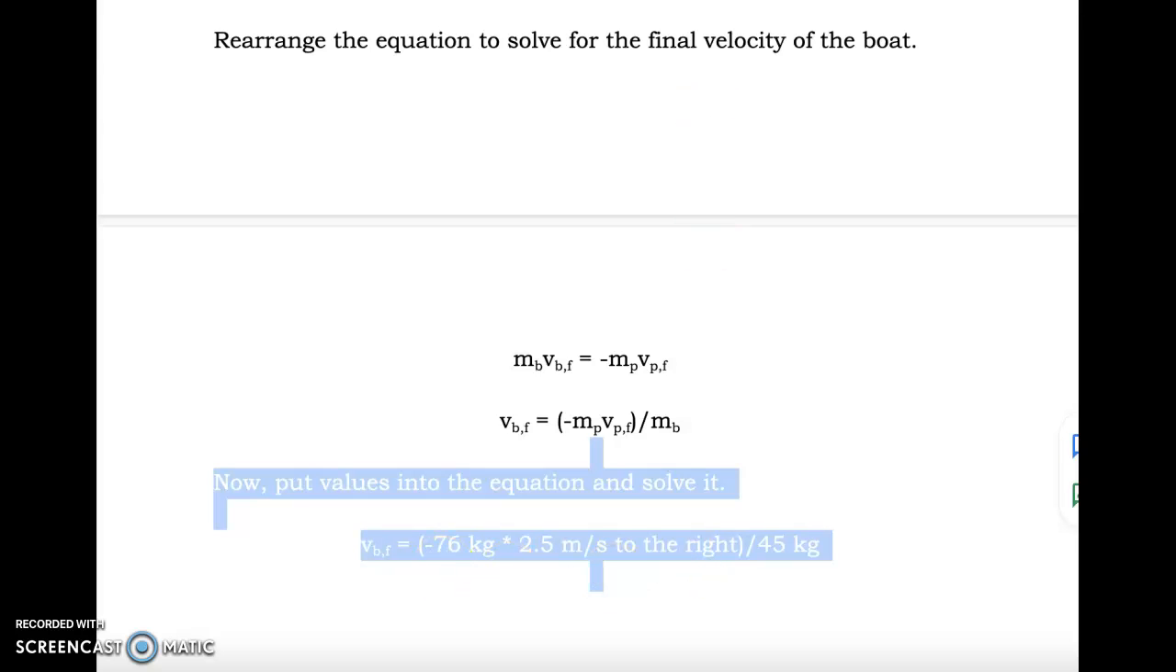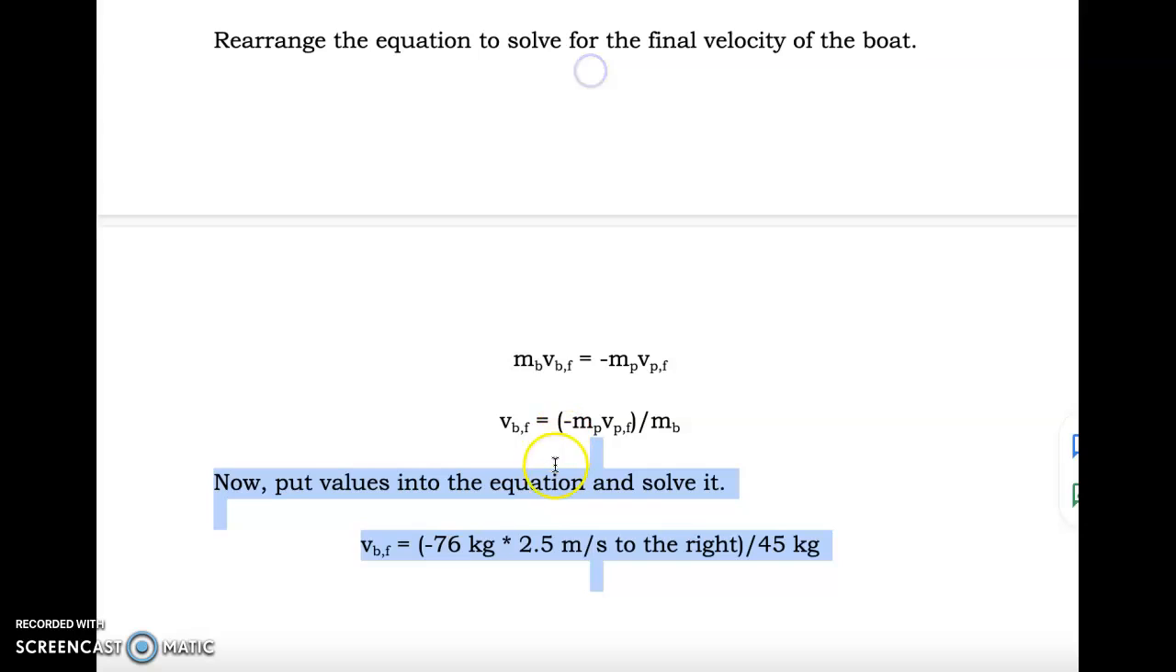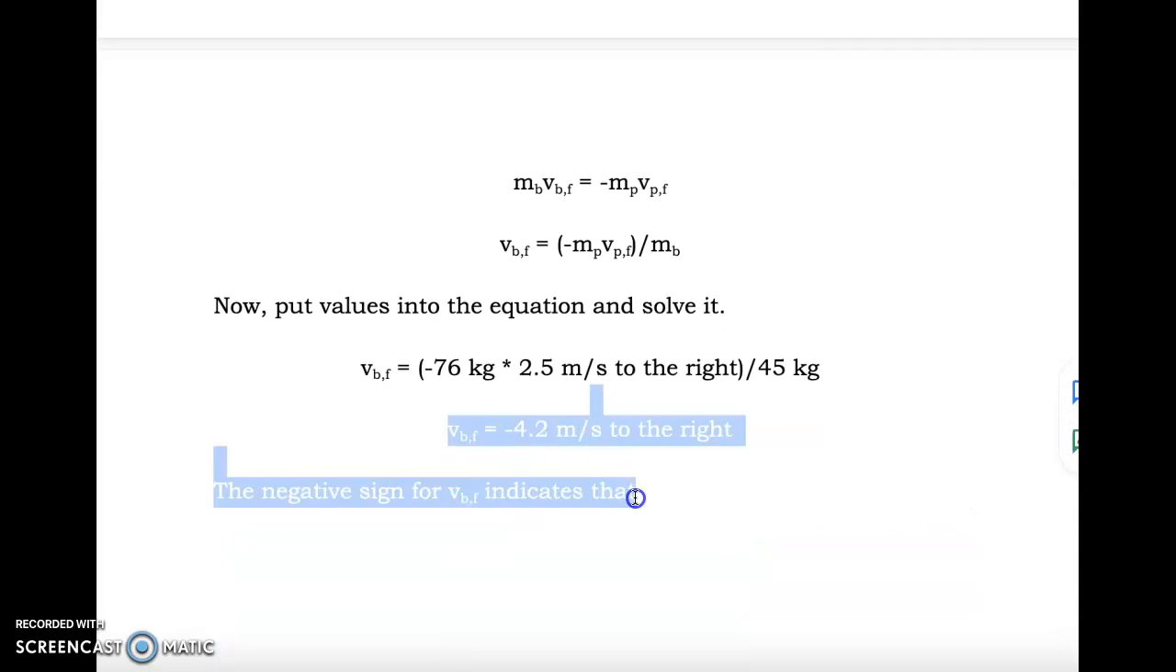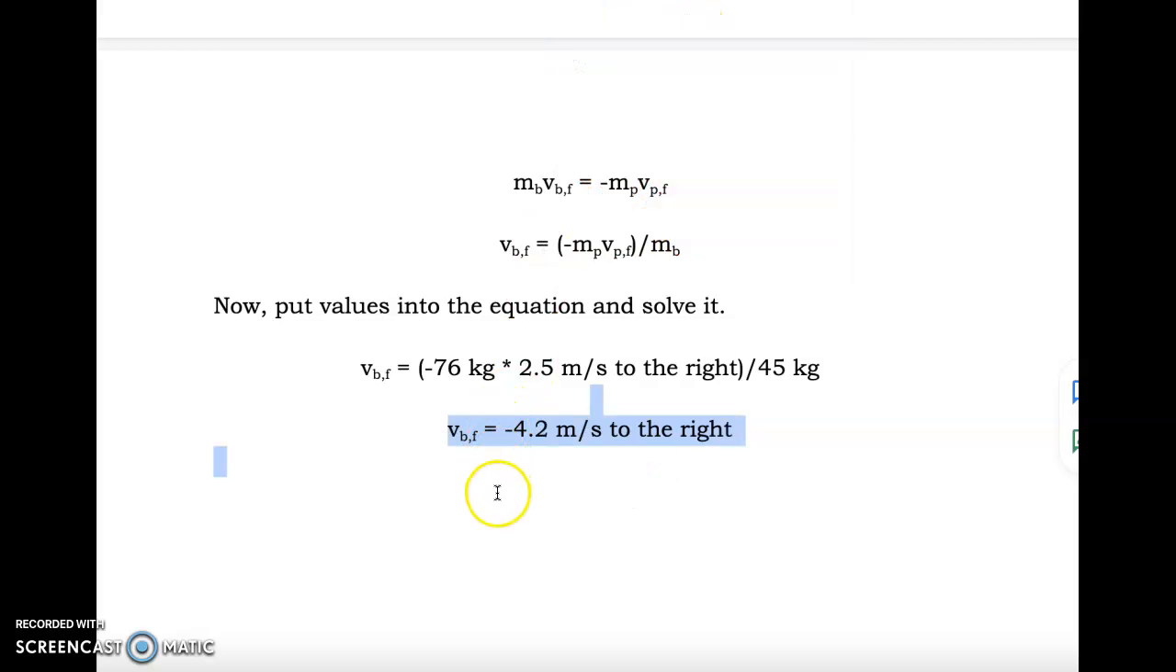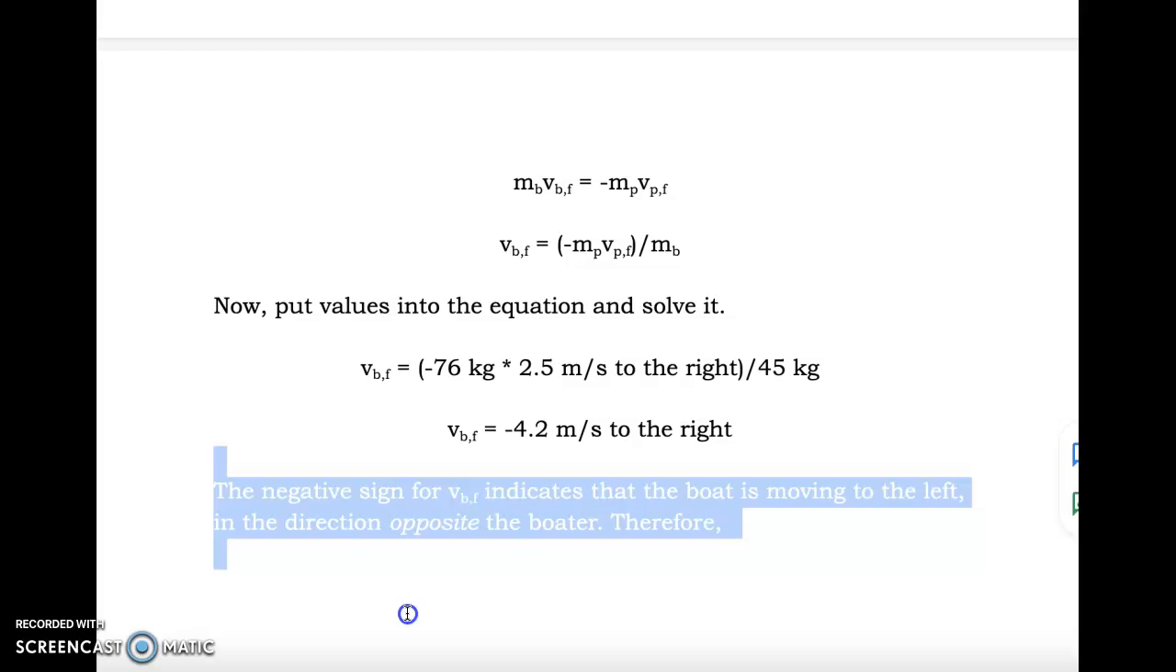So I did put all the numbers into the equation and solve it. So the mass of the person is 76 kilograms. We have to remember the negative sign. We're multiplying by 2.5 meters per second to the right. We're dividing that whole thing by 45 kilograms. And our answer is going to be negative. So let's see what that means. It's negative 4.2 meters per second to the right, which is kind of an odd thing to say. That's sort of a weird way to describe that.